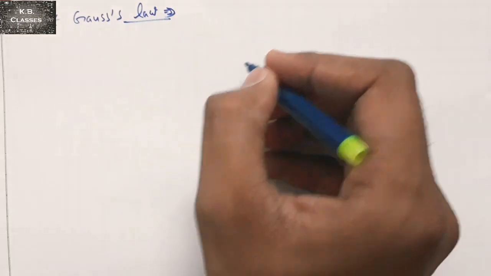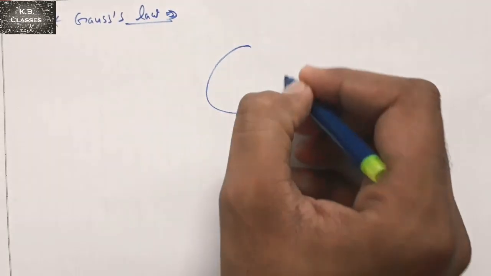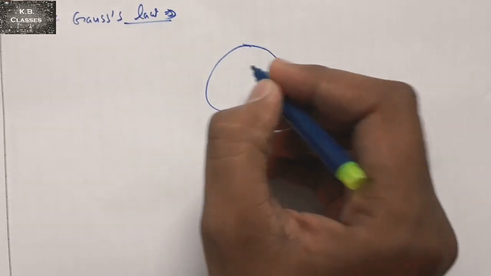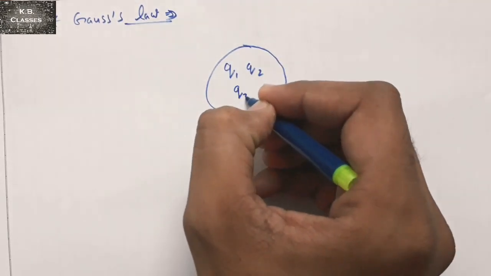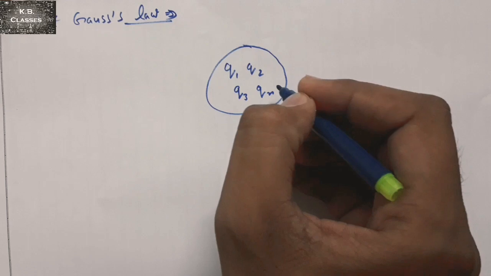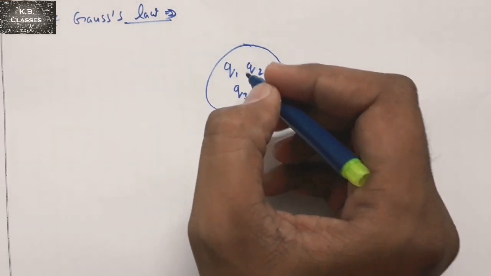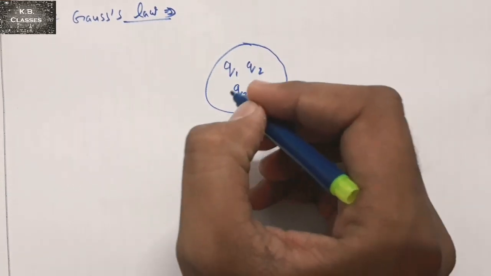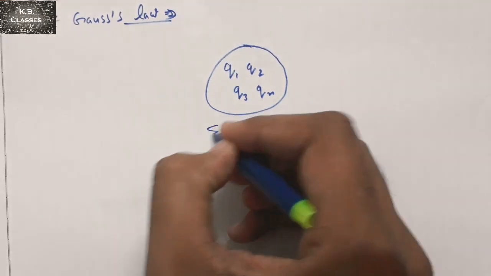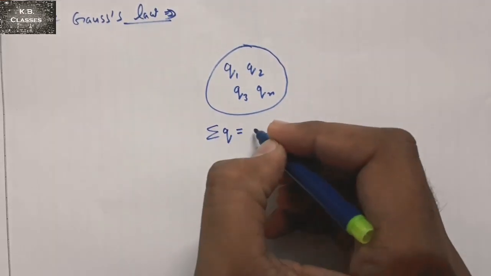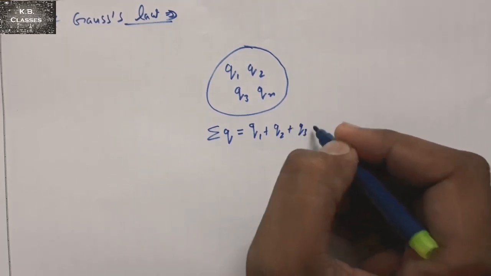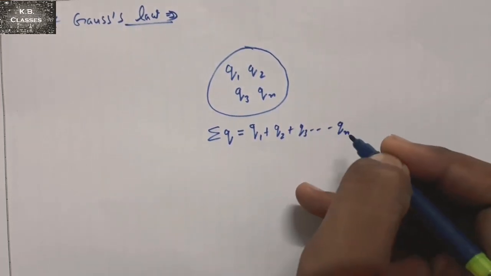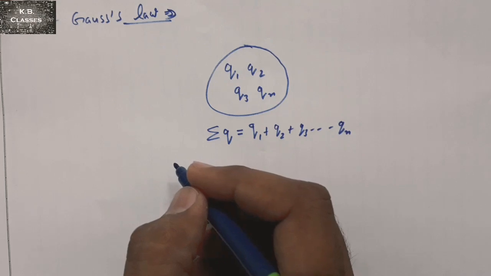Okay, for example assume we have a closed surface. Assume this is a closed surface. Many charges q1, q2, q3, qn are enclosed in it. If we want to show the total charge, for this we use the symbol sigma q. Sigma q represents the sum of all the charges q1, q2, q3, qn. Okay, now what is Gauss law?